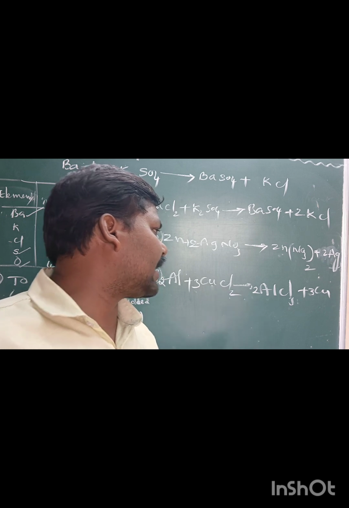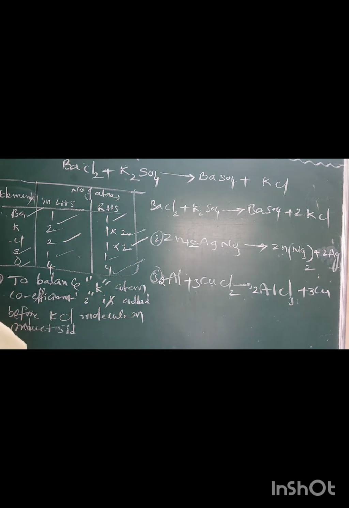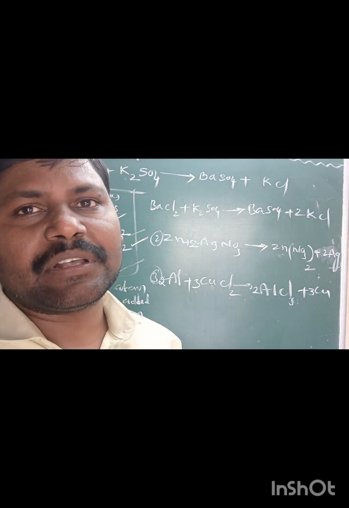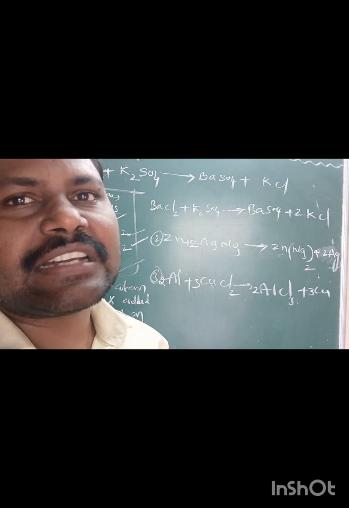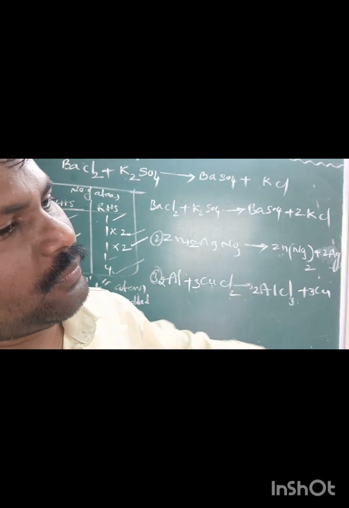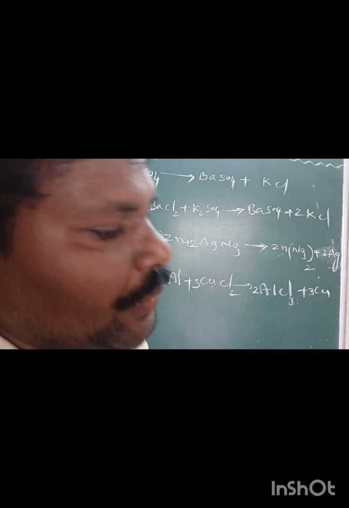3CuCl2 gives rise to 2AlCl3 plus 3Cu. Like that, in any chemical reaction, by using the hit and trial method, a suitable coefficient is added before reactant molecules or product molecules. I hope it is clear.